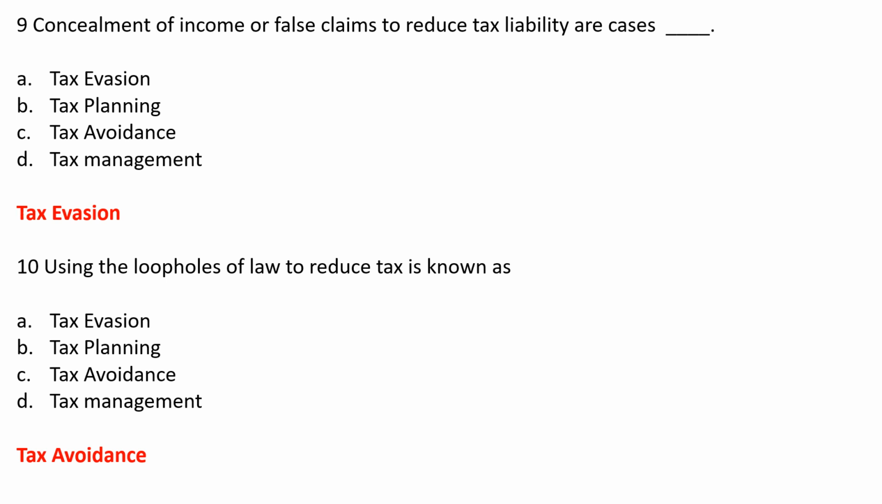Next MCQ, MCQ number 10. Using the loopholes of law to reduce tax is known as: option A, tax evasion; option B, tax planning; option C, tax avoidance; option D, tax management. The correct answer is tax avoidance. If you find any loopholes to reduce your taxes, if you find other ways out, that is called tax avoidance.